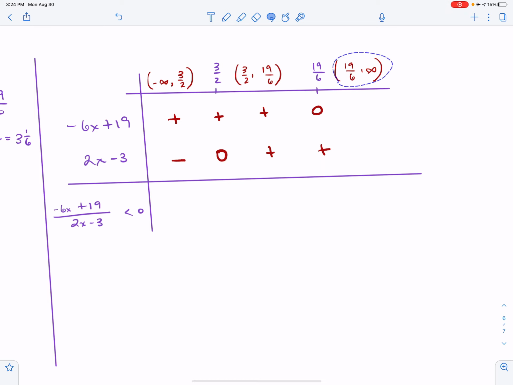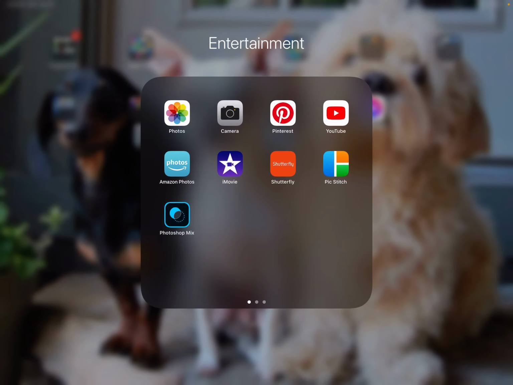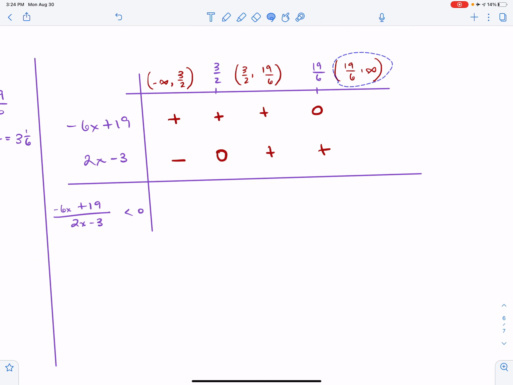Last but not least, I want something past 3 and 1/6, so let's choose a 4 or a 5 or a 10. Let's choose 10. So on this first one then, -6 times 10 is -60, plus 19 is going to be negative. 2 times 10 is 20, minus 3 is positive.